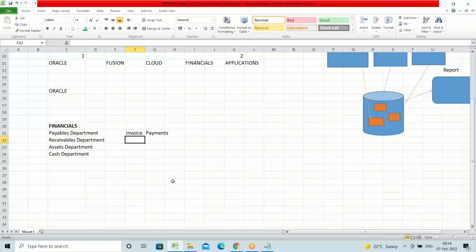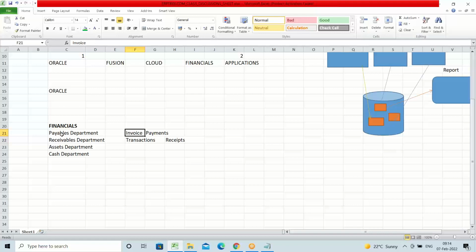What does the receivables department do? They create the transactions, they create the receipts. Whenever there is some sales activity, they have to do the billing to the customer. That we are calling transactions.